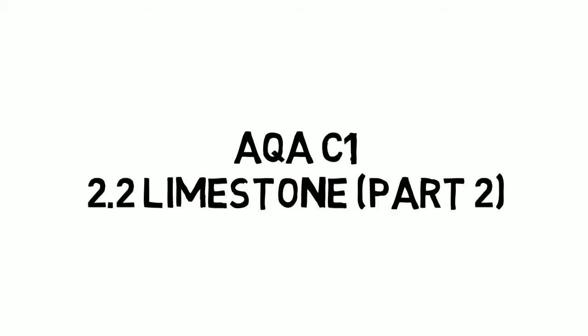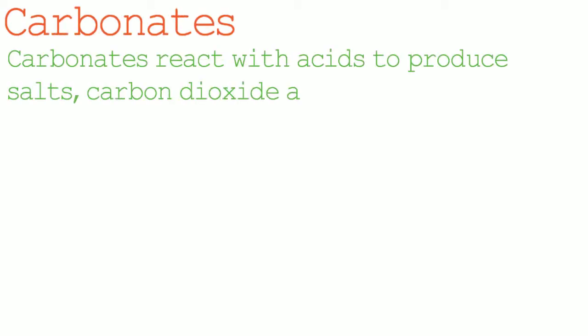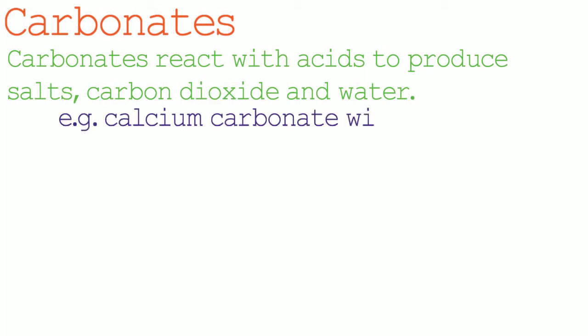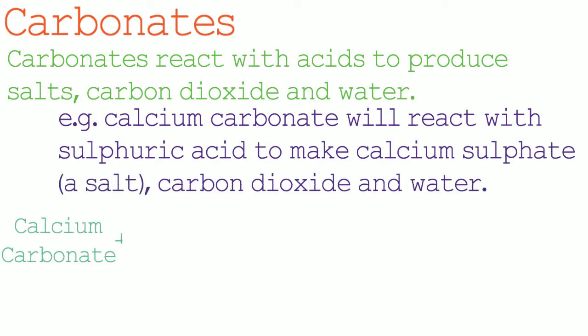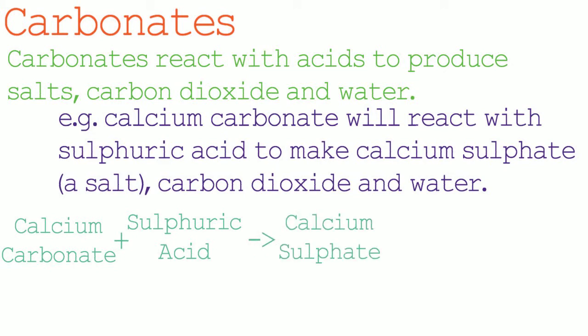Hi, this is the second video for limestone, and we're going to start by looking at carbonates. Carbonates react with acids to produce salts, carbon dioxide and water. So let's have the example of calcium carbonate, and we're going to react this with sulfuric acid, and this will make calcium sulfate, which is a salt, carbon dioxide and water.